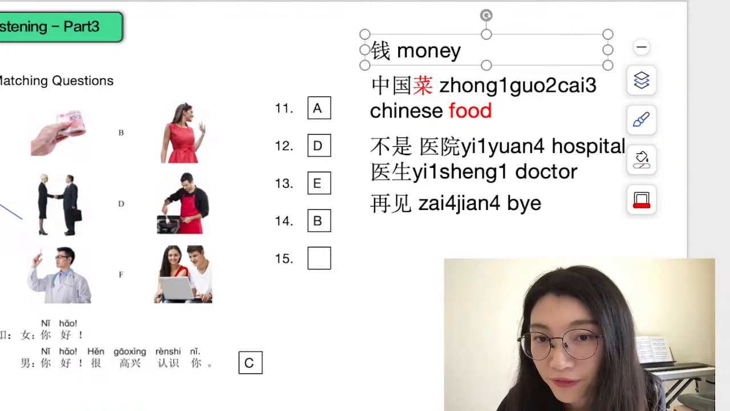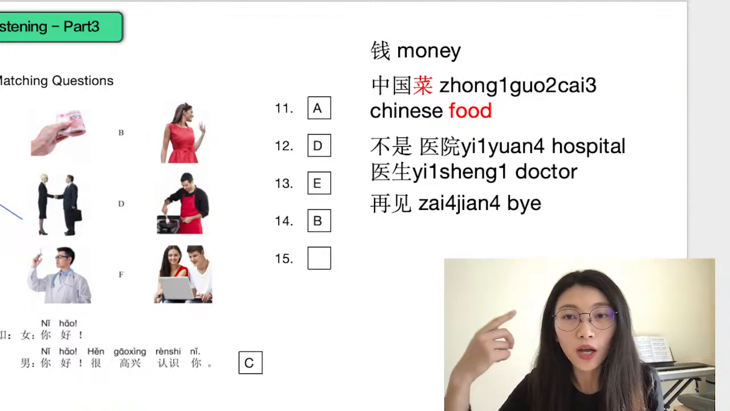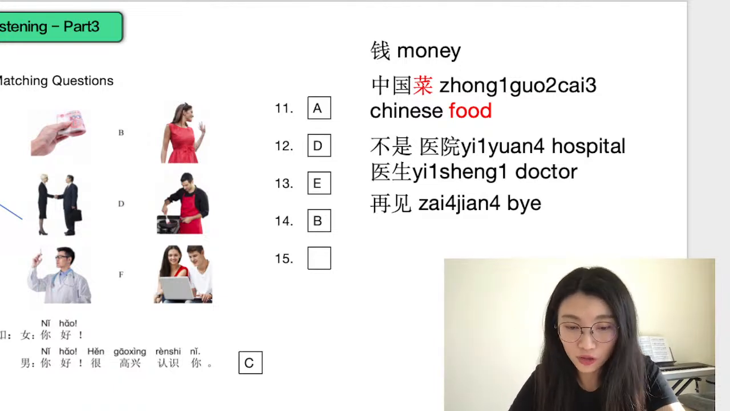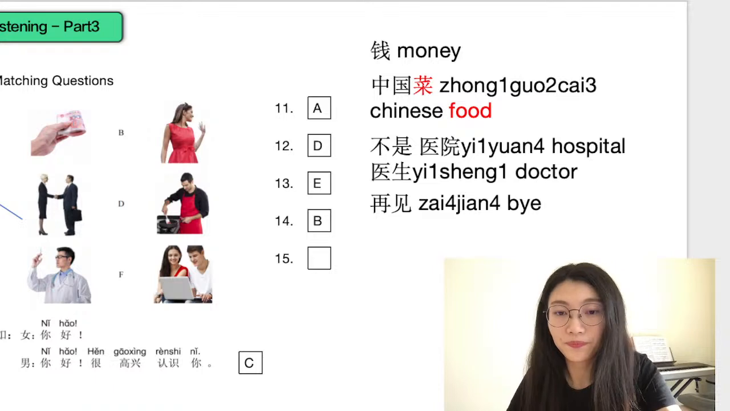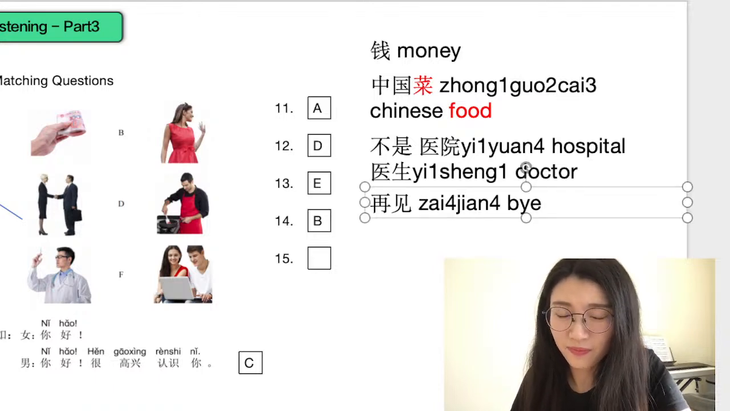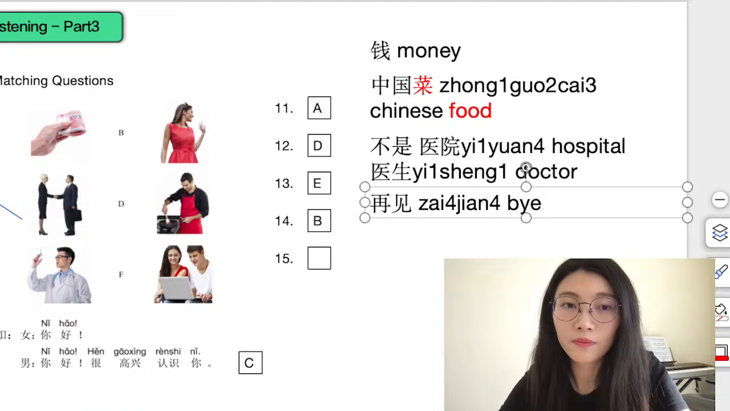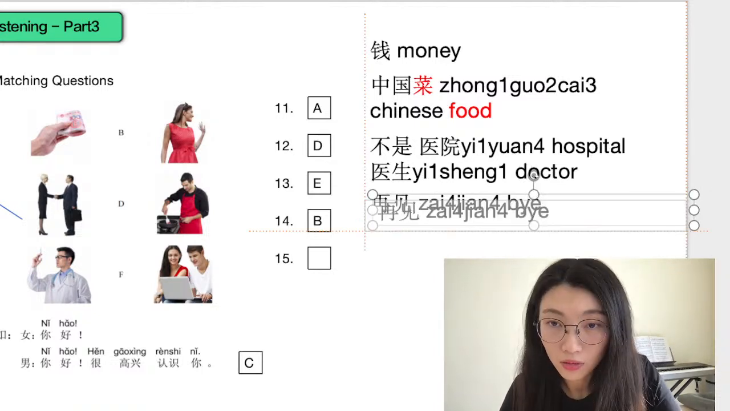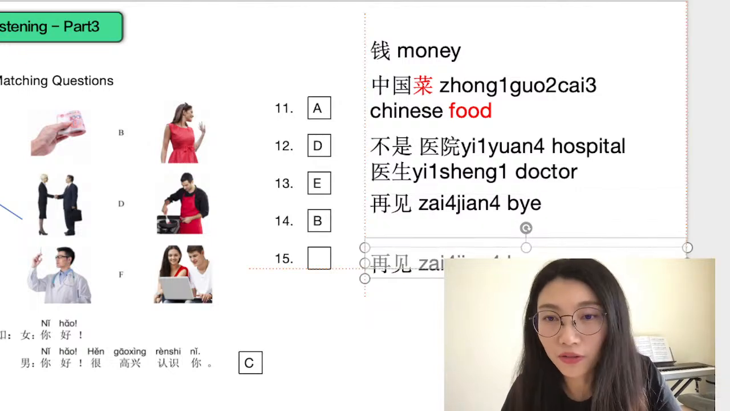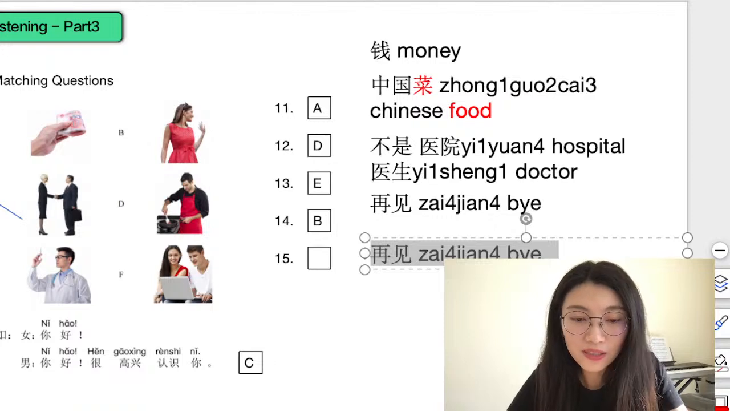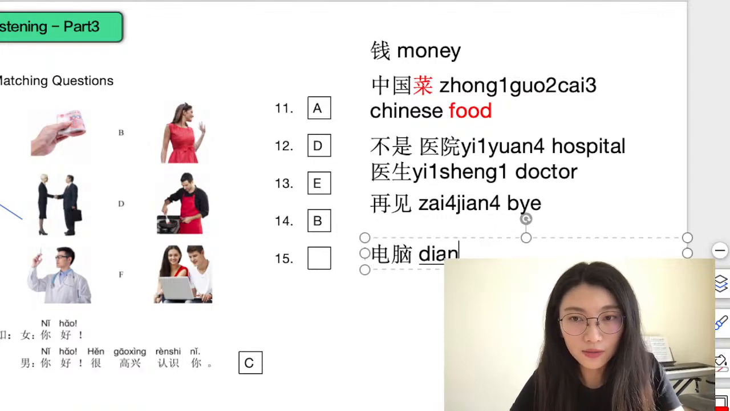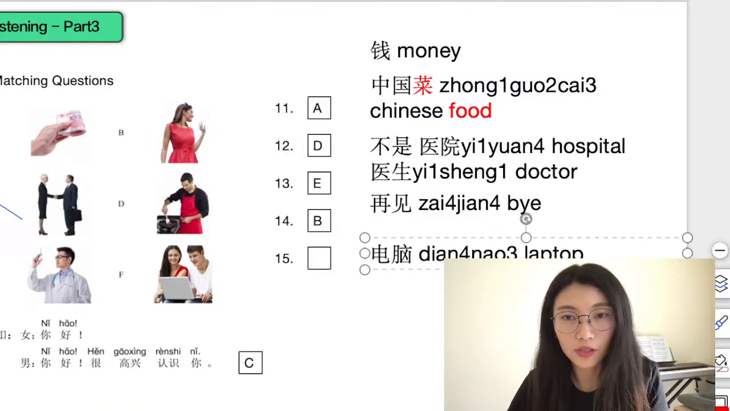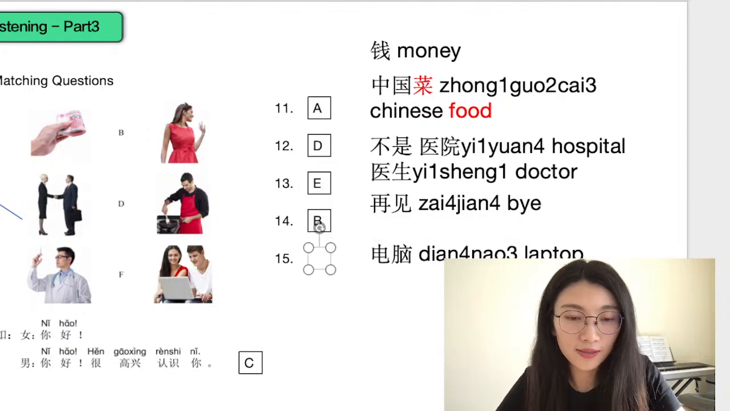We only have F, didn't choose. But still, we need to locate the information. Okay, let's listen to it again. 15. We heard one word, 电脑. Once you heard 电脑, you don't need to understand anything else. You just choose F, because 电脑 means laptop or computer. So 15 is F.